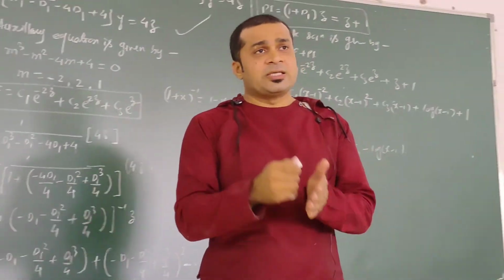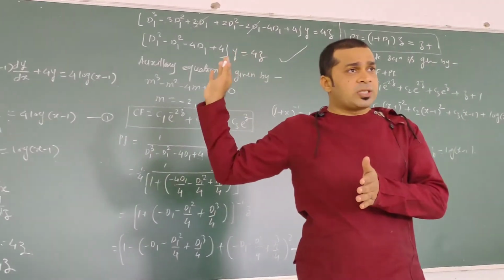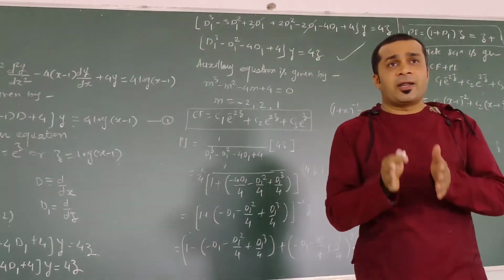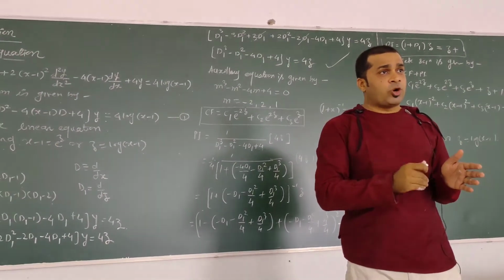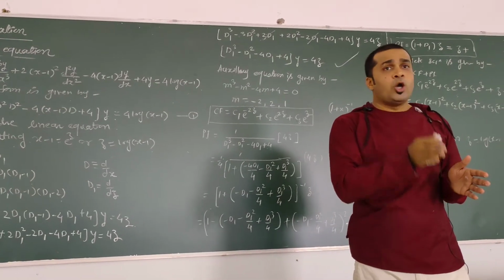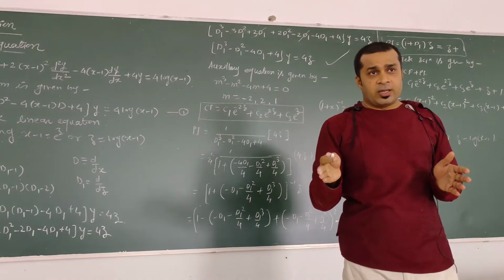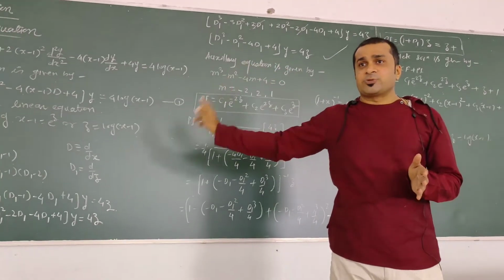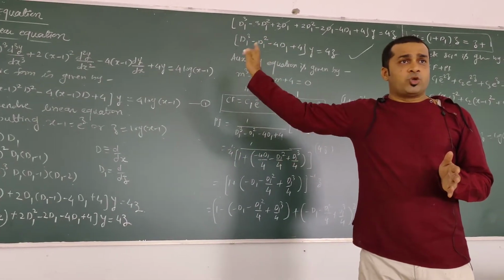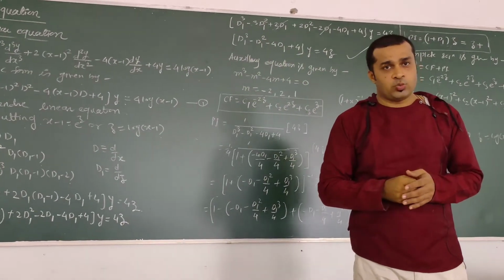So what we do is similar to the Cauchy. We reduce the given Legendre equation to a higher order linear differential equation with constant coefficients. Then we find the complementary function and a particular integral. Combining that, again resubstitute the things to get the required solution of the given equation. Okay? Thank you.